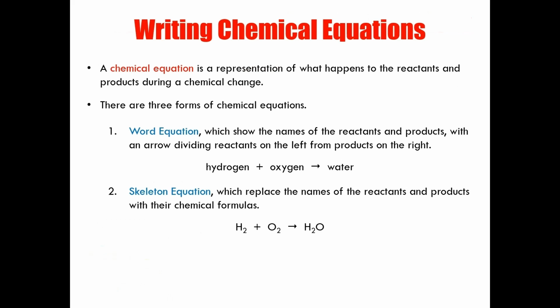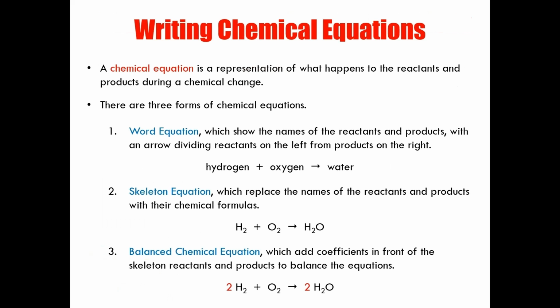The second type of chemical equation is a skeleton equation. Skeleton equations replace the names of the reactants and products with the chemical formulas. And so again, here we have the chemical formula for hydrogen reacting with the chemical formula for oxygen to form water.